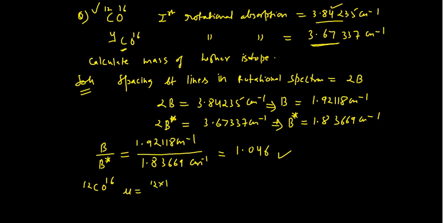12 into 16 divided by 12 plus 16. If you solve this, or not solving, I am just writing in that manner, we will do it later. So this is equation number 1. Now say you are doing it for the second, heavier isotope, which is carbon 13 obviously, but we have to solve the problem.